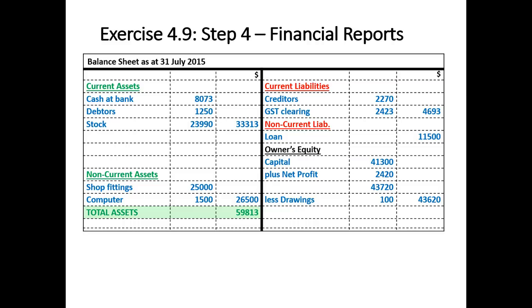We've got 4693, 11,500, and 43,620. That gives us total equities of 59,813, and our balance sheet does indeed balance.